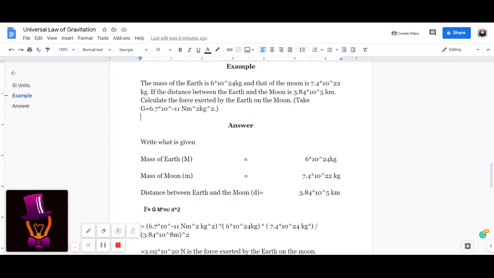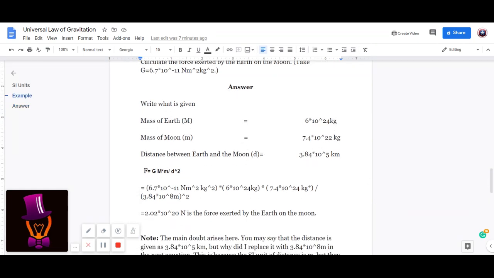Answer. The most important thing is to write what is given. Mass of the earth, denoted by capital M, is equal to 6 into 10 to the power 24 kg. Mass of the moon, denoted by small m, is equal to 7.4 into 10 to the power 22 kg. Distance between earth and the moon is denoted by d, which is equal to 3.84 into 10 to the power 5 kilometers. Now we need to use the formula for Universal Law of Gravitation to solve the sum.